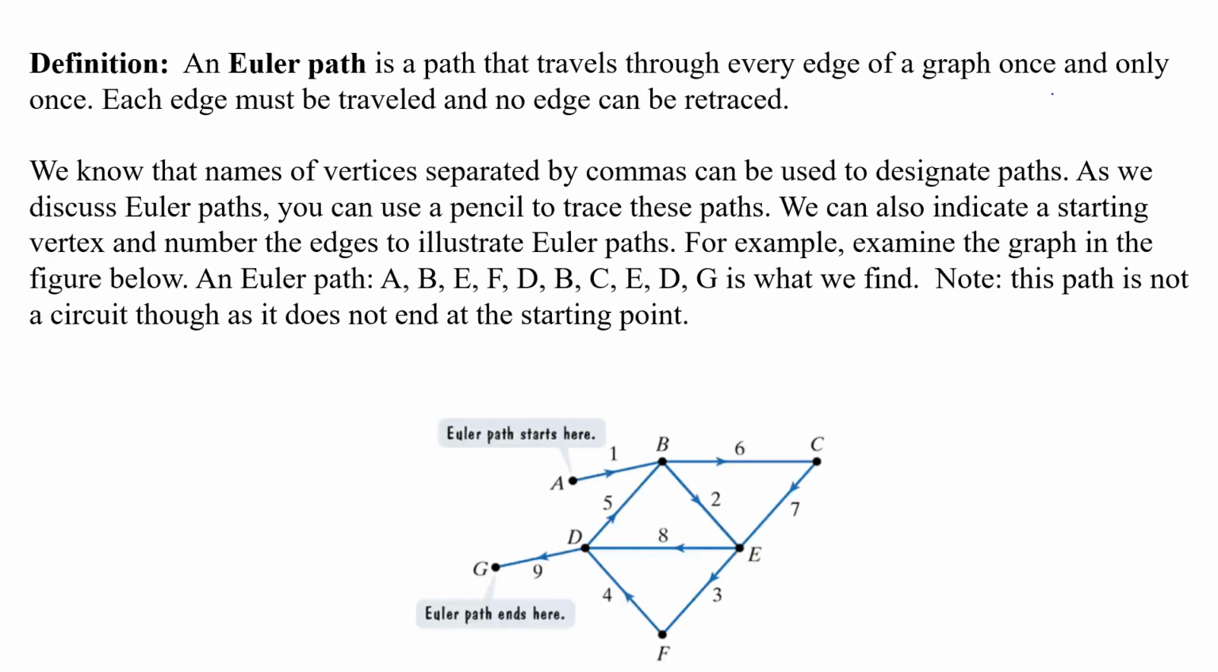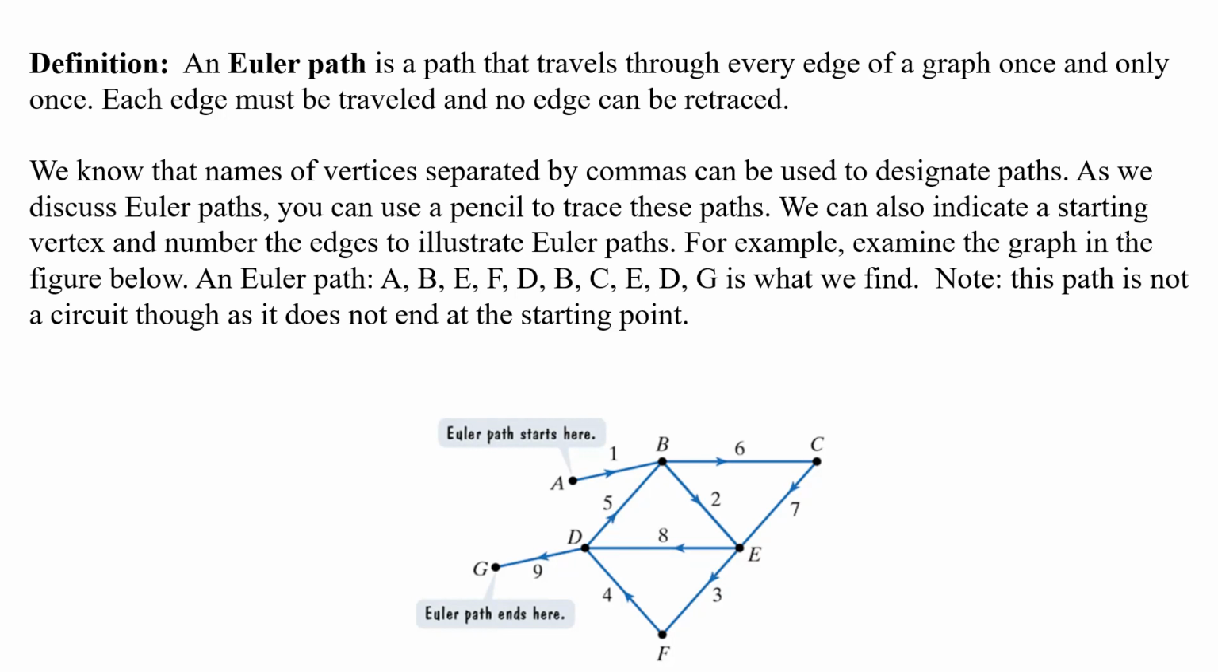All right, so definition. An Euler path is a path that travels through every edge of a graph once and only once. Each edge must be traveled and no edge can be retraced. We know that names of vertices separated by commas can be used to designate paths, as we've seen in 14.1. And as we discuss Euler paths, you can use a pencil to trace these paths. And we also can indicate a starting vertex and number the edges to illustrate Euler paths.